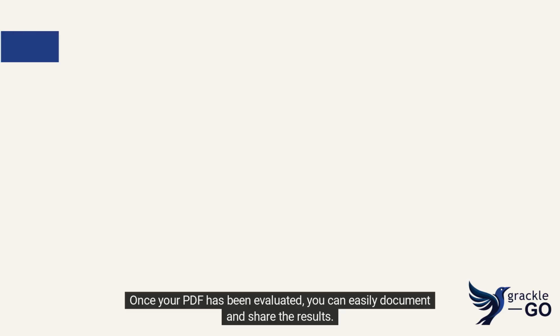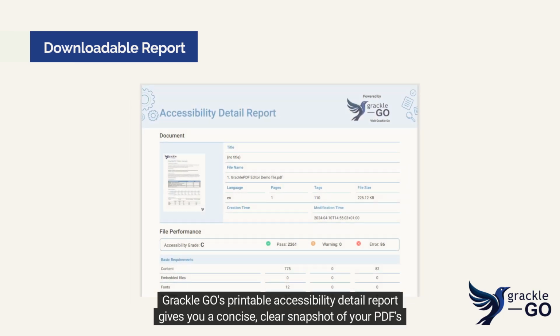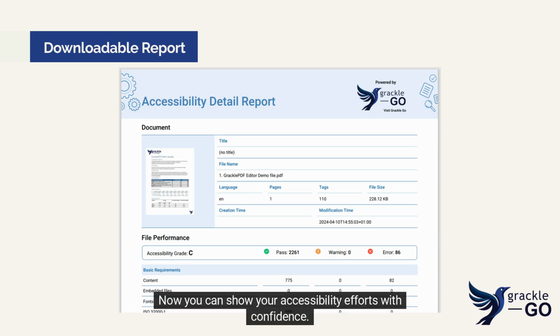Once your PDF has been evaluated, you can easily document and share the results. Grackle GO's printable accessibility detail report gives you a concise, clear snapshot of your PDF's compliance status. Now you can show your accessibility efforts with confidence.